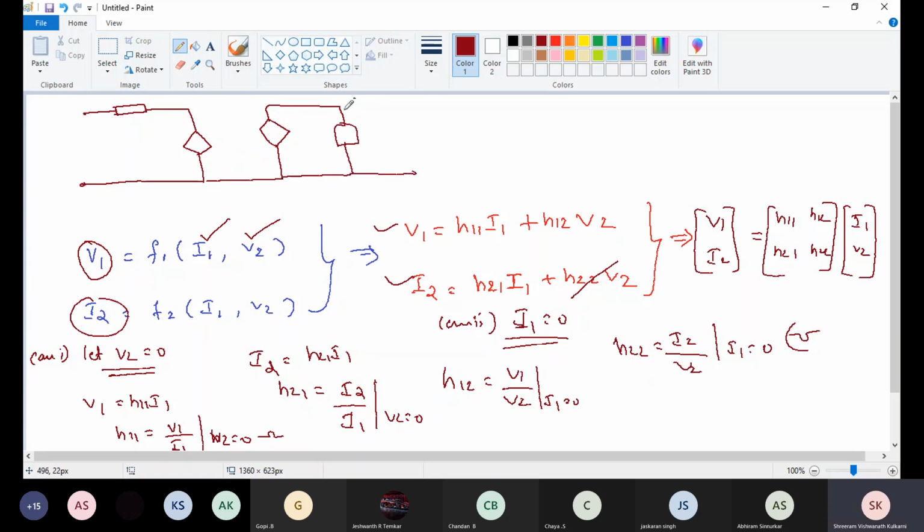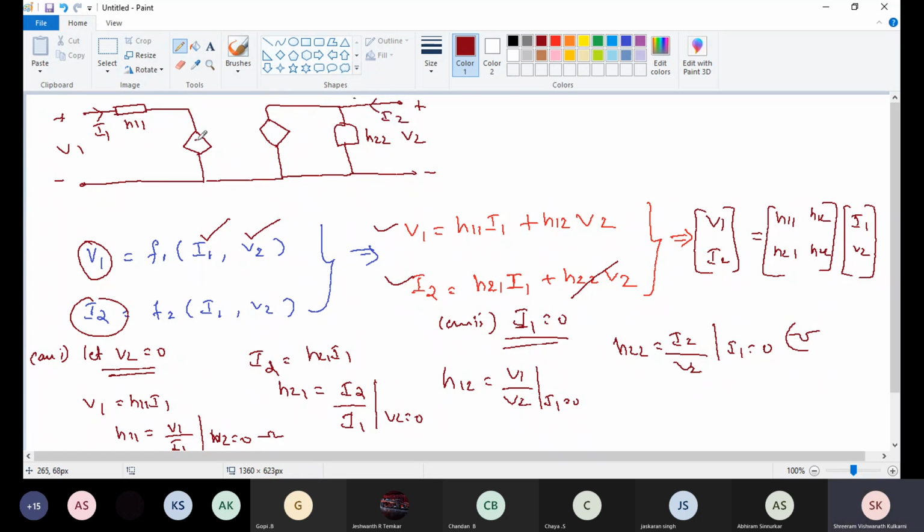One with Z, one with Y, like that. Here this one is H11 ohm. Okay, here this is H22 mho. Okay, this is V2 plus minus, this is plus minus V1, I1 is flowing here. Okay, same here I2.